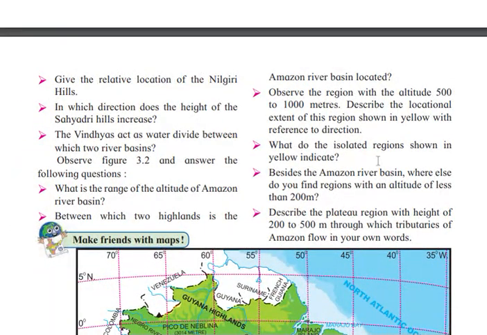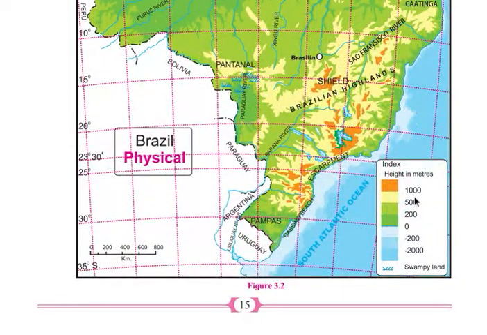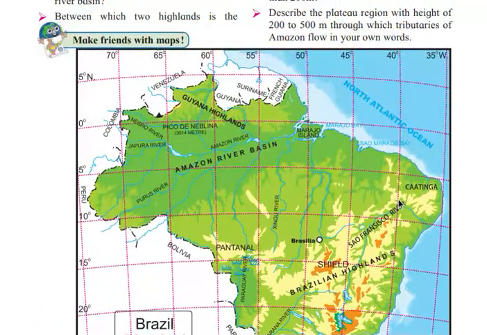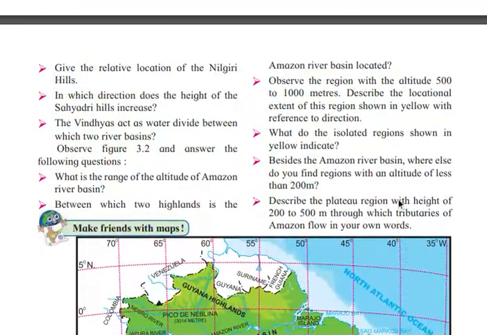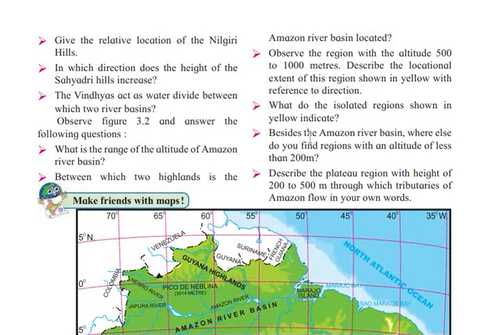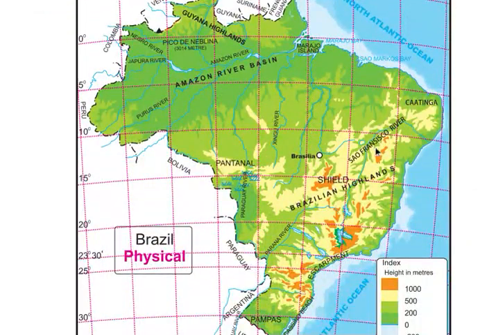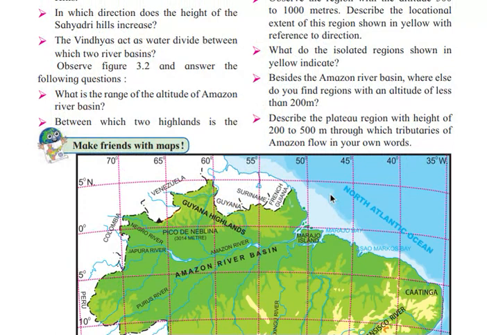Observe the region with altitude 500 to 1000, this one. We need to observe it and describe the locational extent of this region shown in yellow with reference to direction. Basically, if you see 500 to 1000, most of the part is in the southeastern region. What do the isolated regions shown in yellow indicate?